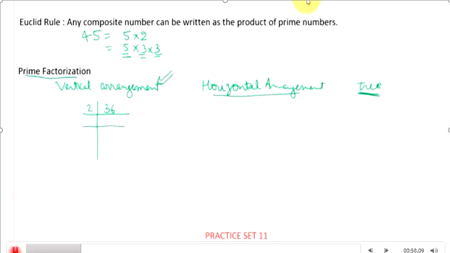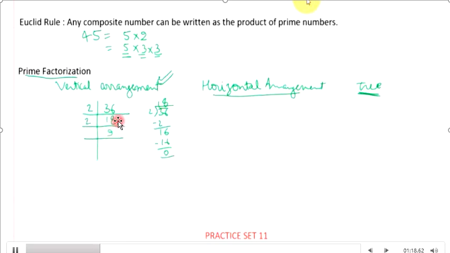So if I take the example of 36 and I want to find the prime factors of 36 using vertical arrangement, this is how I will do it. Draw a straight line and a few sleeping lines in this manner and begin with the division. So we are going to divide 36 by 2. When you divide 36 by 2, you get the quotient 18, which we write over here. 2 18s are 36. Similarly, factorize it further.